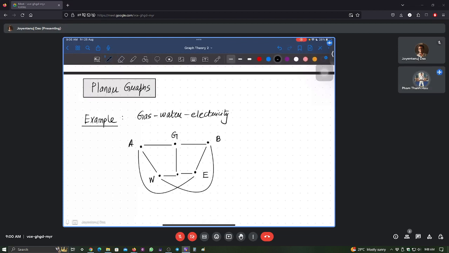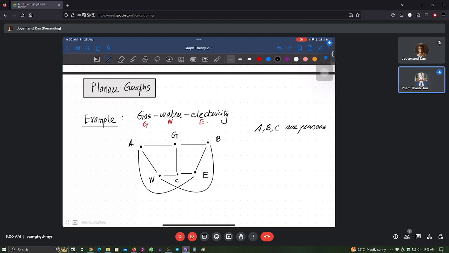The thing is, every person, so these are three persons, and these are gas, water, and electricity. These are the three utilities that every person needs. They are not good friends, they are enemies. A, B, C want the gas connection, water connection, and electricity connection not to intersect each other. They don't want their paths to cross each other. So can this be done? That is the idea.